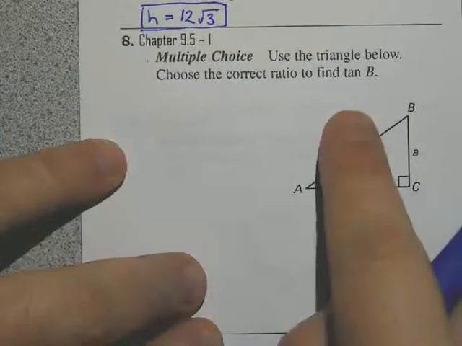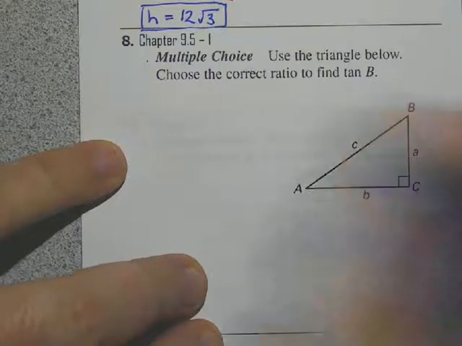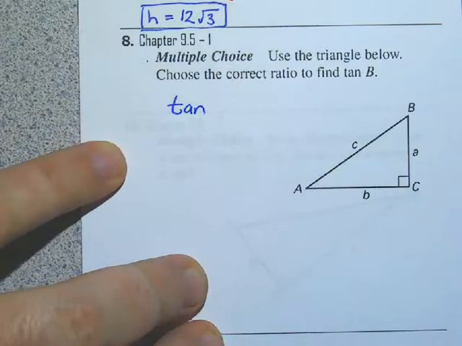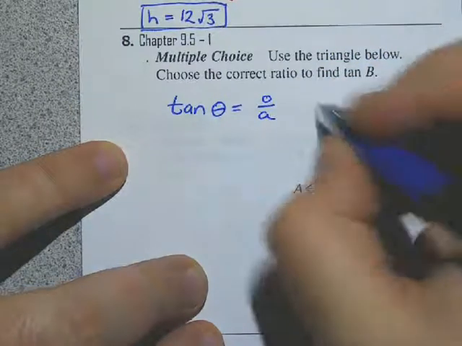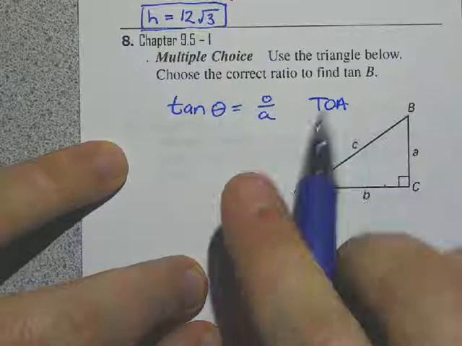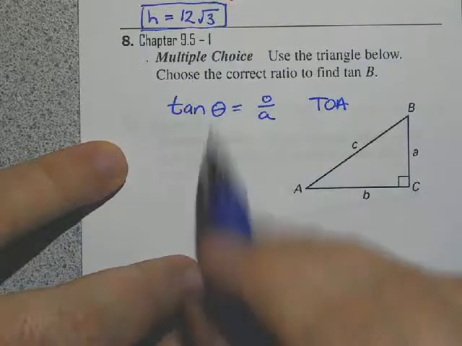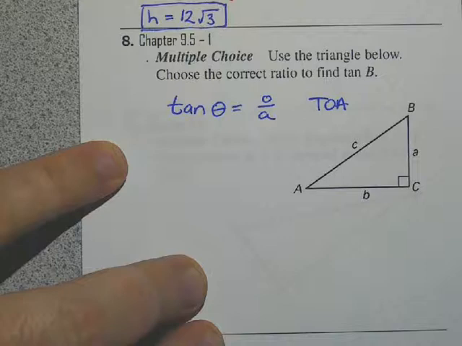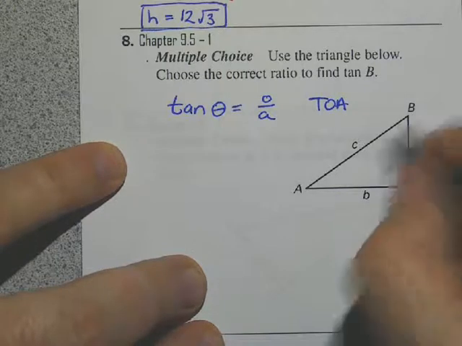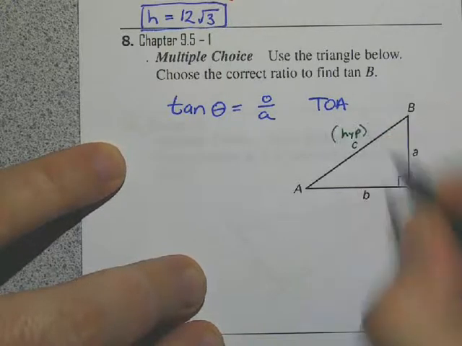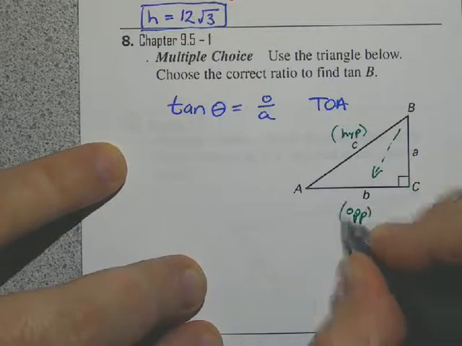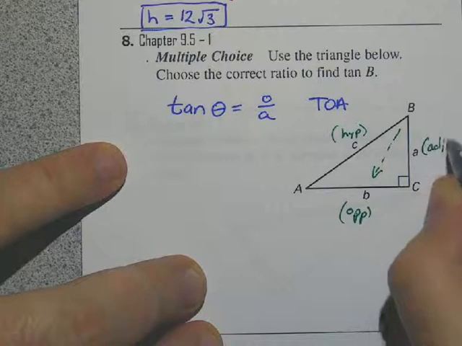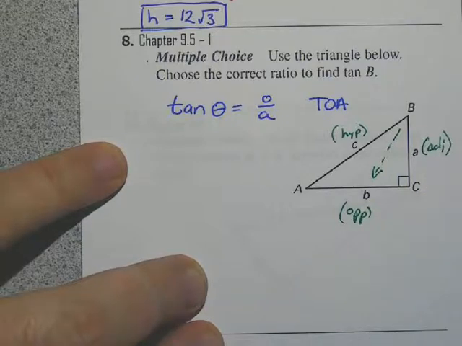Okay, use this triangle. Choose the correct ratio to find tangent of B. So what do we know about tangent? Tangent of theta equals opposite over adjacent. That's that nice TOA, right? T-O-A. So I need to look at B and say, okay, from B, what is opposite, adjacent, hypotenuse? Well, we know that C is hypotenuse. We know that B is across, right? Across, so that's opposite. And we know that A is adjacent. So now, take a second, see if you can figure out what it is.